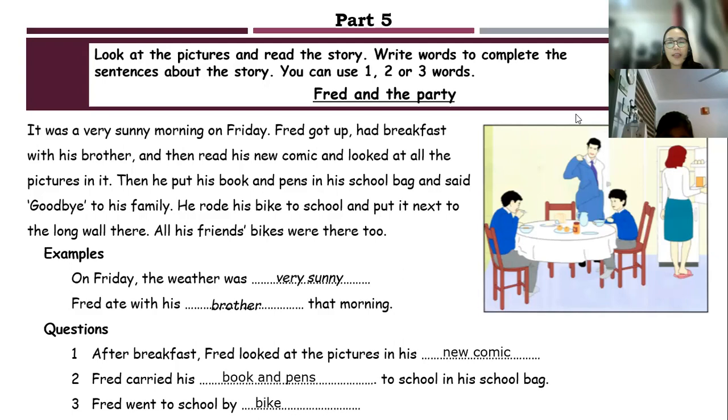Fred and the Party. It was a very sunny morning on Friday. Fred got up, had breakfast with his brother, and then read his new comic and looked at all the pictures in it. Then he put his book and pens in his school bag and said goodbye to his family. He rode his bike back to school and put it next to the long wall there. All his friends' bags were there too.